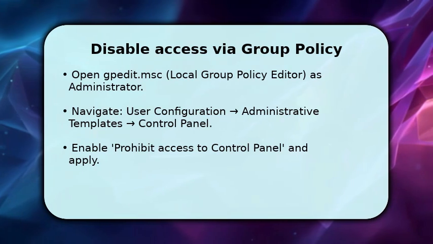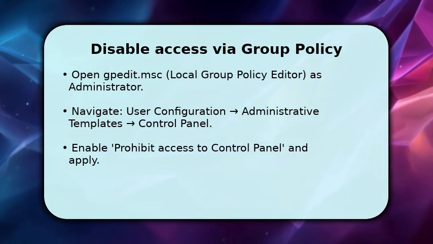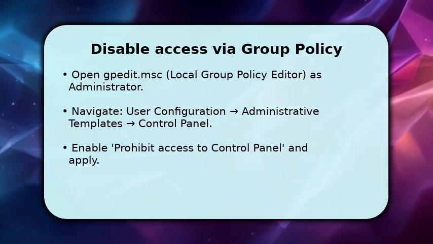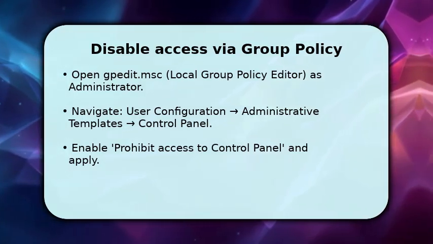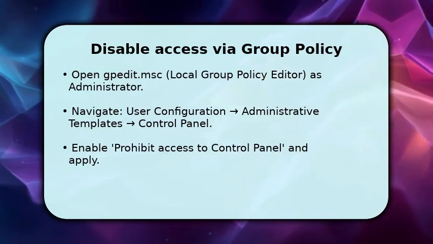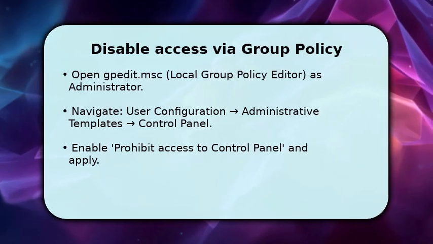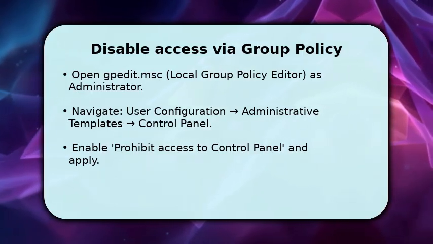Next, prevent the control panel from reopening by policy. Open gpedit.msc as administrator, then go to User Configuration, Administrative Templates, Control Panel. Double-click Prohibit Access to Control Panel and set it to Enabled. This blocks users from launching it and hides settings. Apply and close the editor.